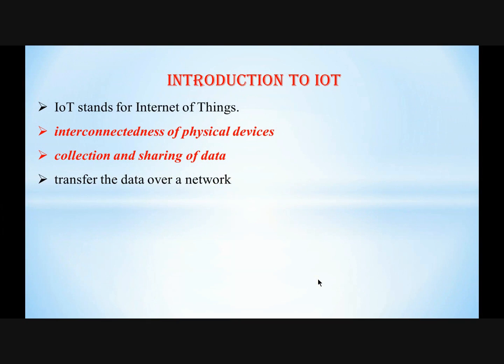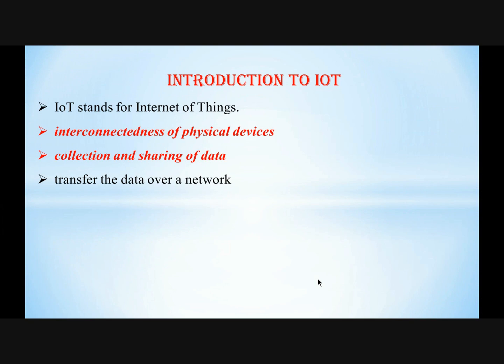First thing is what? The introduction to IoT. So IoT stands for Internet of Things. What it does is it refers to the interconnectedness of physical devices. Physical devices are nothing but appliances, vehicles, digital machines, objects, animals, people. It can be anything. All these physical devices are embedded with software and sensors.